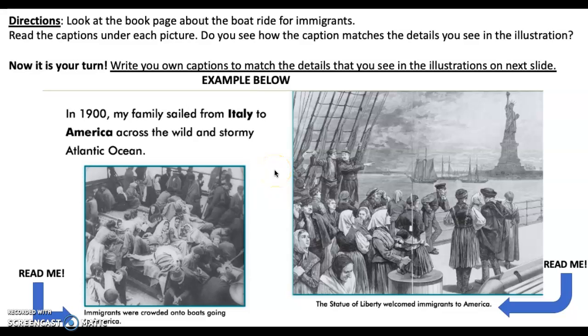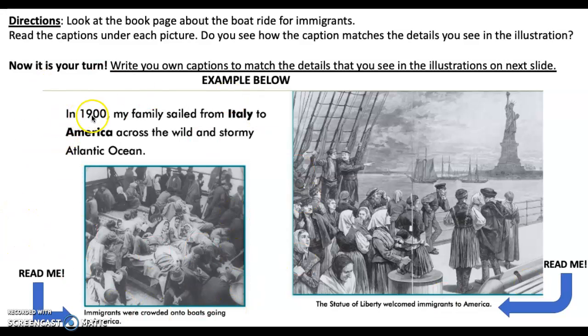Hey, boys and girls, this activity is called Caption Creator. So here I have a book page about the boat ride for the immigrants. And what I'm going to do is make sure I read the captions and never skip them, and see all the details, how they match the illustrations. And then on the other page, you are going to write your own captions to match the details that you see in the illustrations. So here's my first book page.